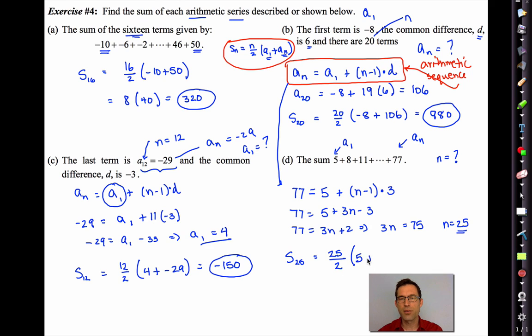We have our first term, we have our last term, right? And we just crank through that calculation, and we find that we have a sum of 1,025. All right? So that's it. There's a lot on this page, a lot we did. So I want you to pause the video now and take as much time as you need to write things down and to think about what we did.